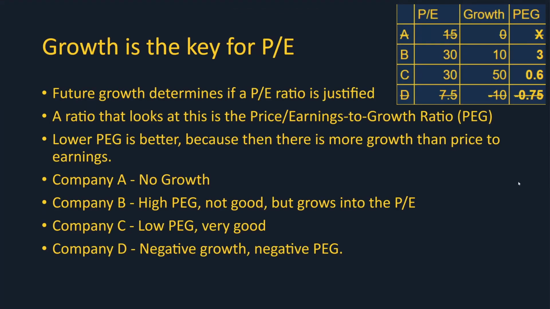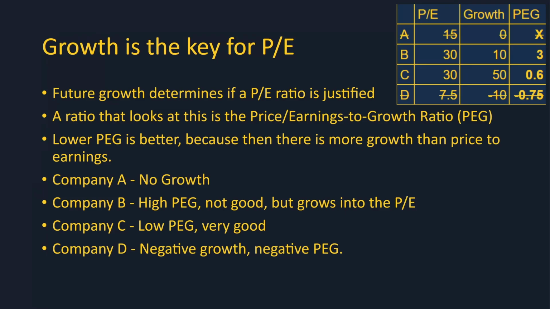As I said, growth is key. The future growth determines if a PE ratio is justified or not. A ratio that looks at this is the price to earnings to growth ratio, the PEG. From the companies we saw before, on the right top, I made a small calculation to show what it would have been. So company A had no growth, so yeah, you can't divide by 0, so it has no PEG.